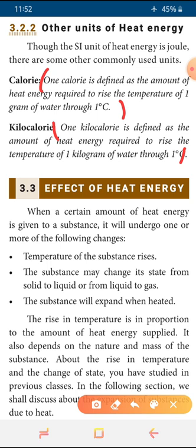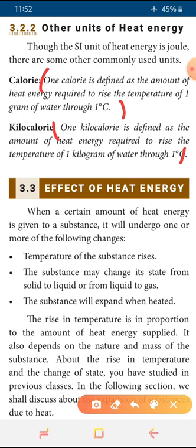Next, the effect of heat energy. What effect will heat give? When we are giving more energy to any substance, what changes may occur? What are the possibilities and how will it change? We'll see that in the following points. The first point: when we give energy to any substance, the temperature of the substance will rise.